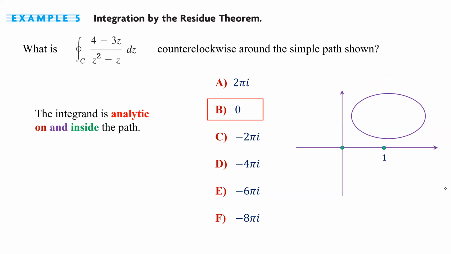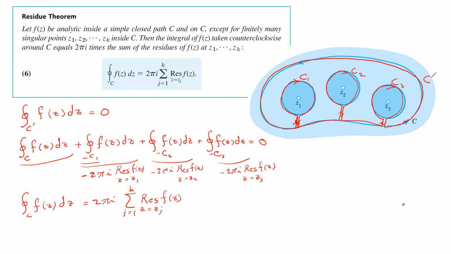All right. So that was a trick question. Don't fall for that. First, we said that the residue theorem was for z1 to zk inside C. If they are outside, it doesn't affect the integral. All right. So that was the key point here. They should be inside.